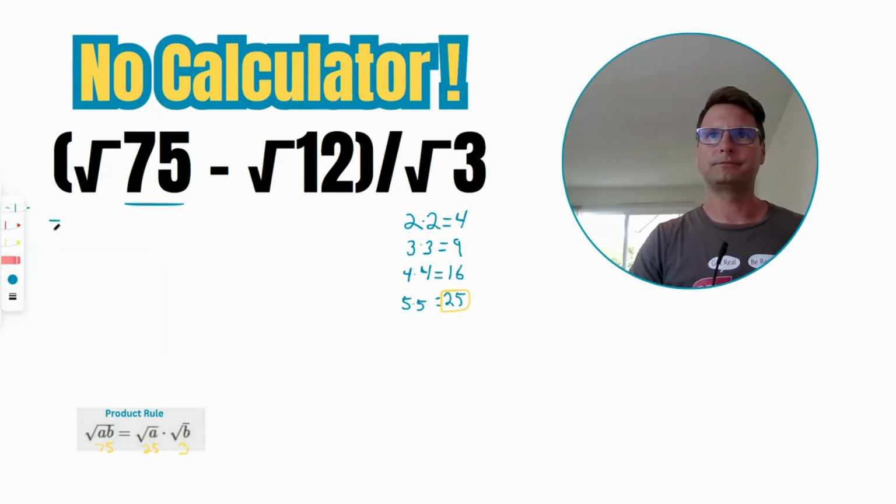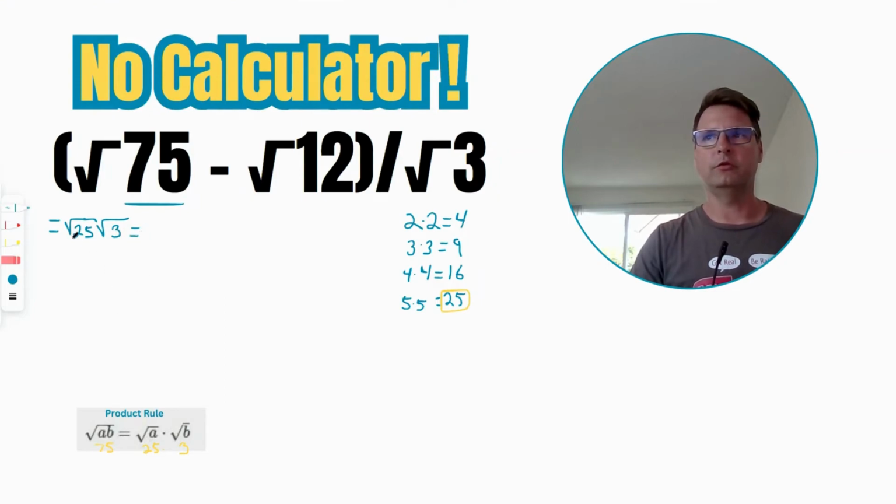We can say that the square root of 75. All we have to do now is just plug in what we have on the right hand side here, because that's equal to what we have on the left. So we got the square root of 25 times the square root of 3. Can we simplify this any further before we move on?